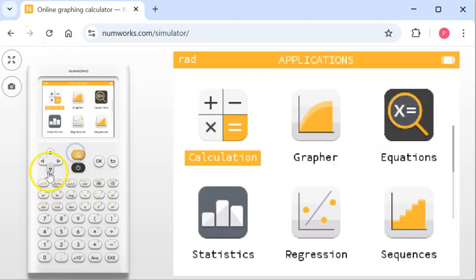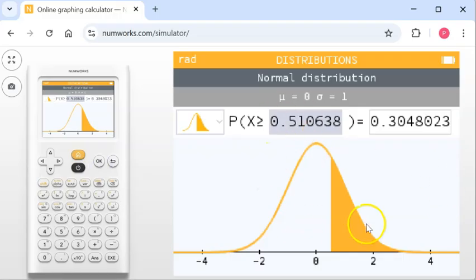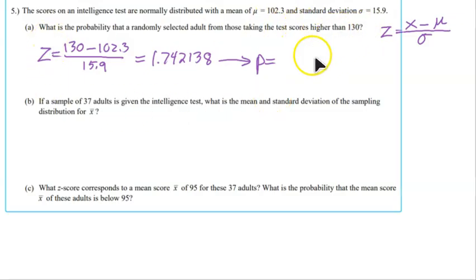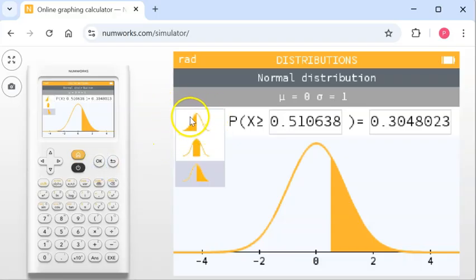So we're going to go home here. We're going to go down to distributions and hit OK. And look, we're still in the normal distribution. And it's asking for higher than 130. And so we want to use the right tail, which is exactly what we have here. If it asked for less than, we would have picked this one. If it asked for in between, we would have picked this one. But since this one is asking for higher than, we're going to pick this one with the right side shaded.